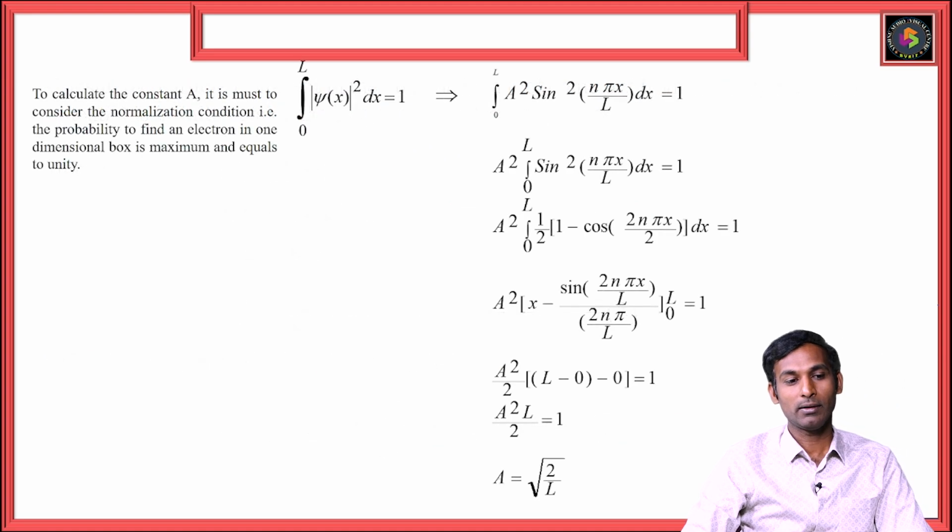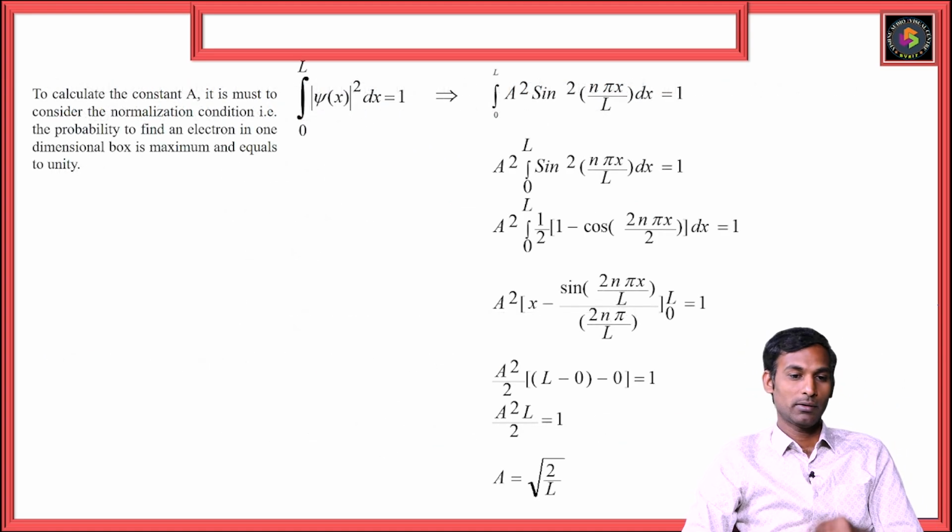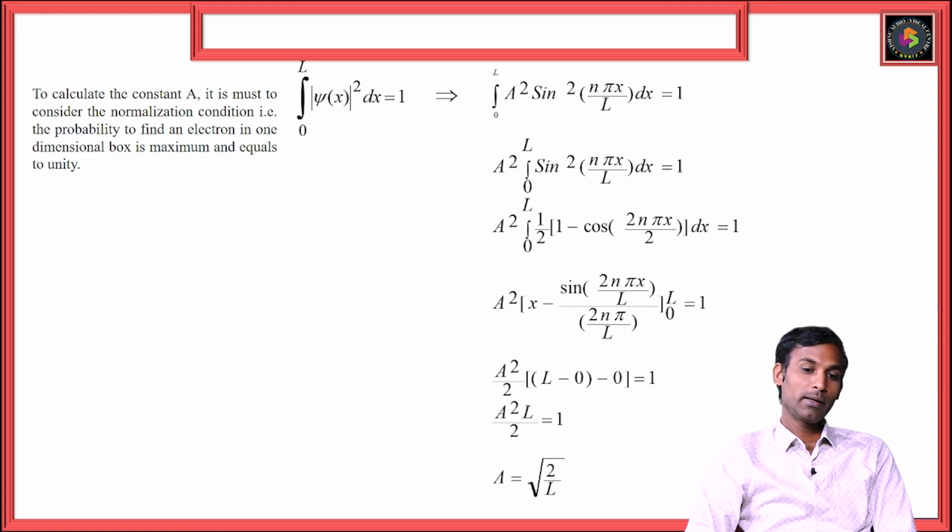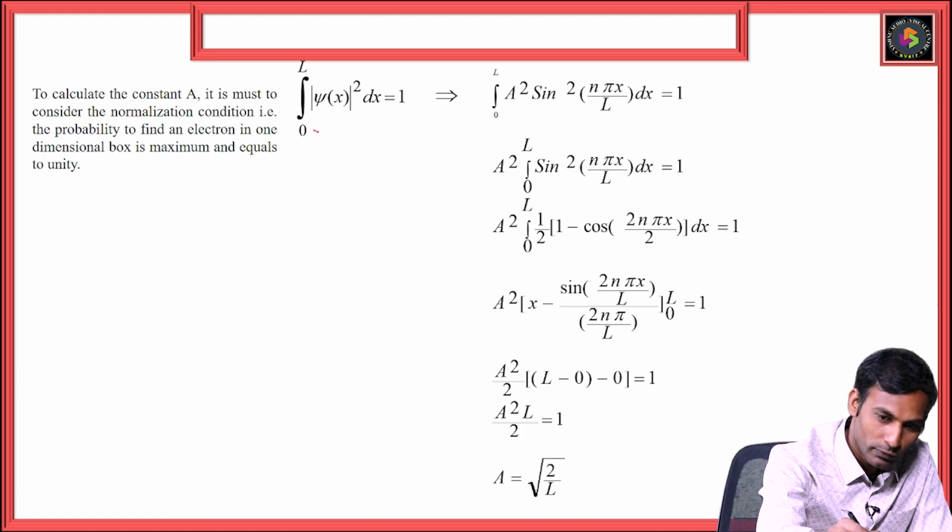Okay. After equation number 6, that is the total probability density function value. For the normalization condition, the total probability density function value should be equal to 1.